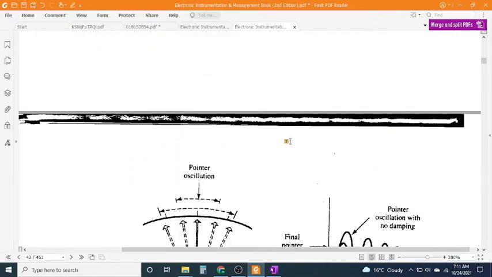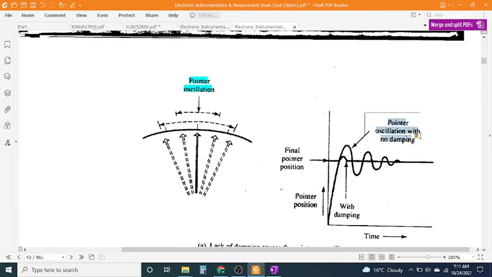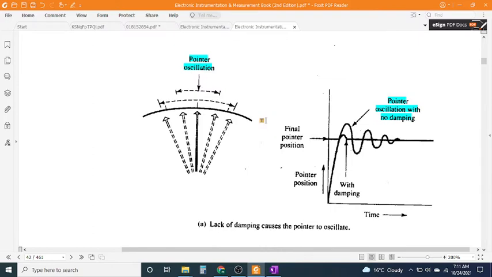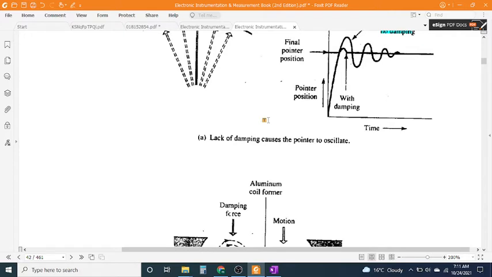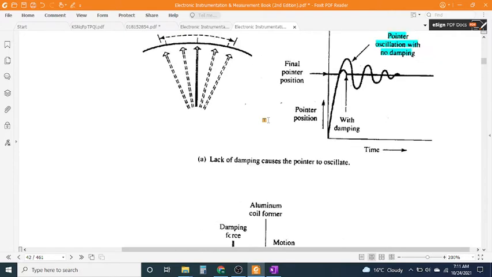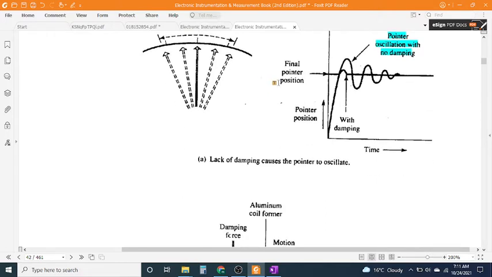Pointer oscillation with no damping. Pointer position with damping. Lack of damping causes the pointer to oscillate.